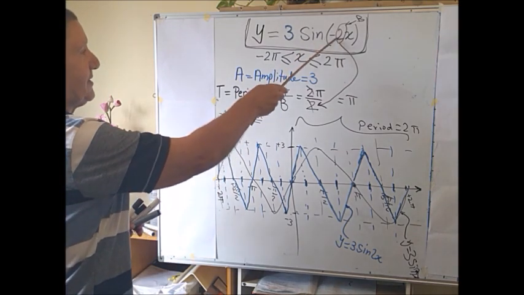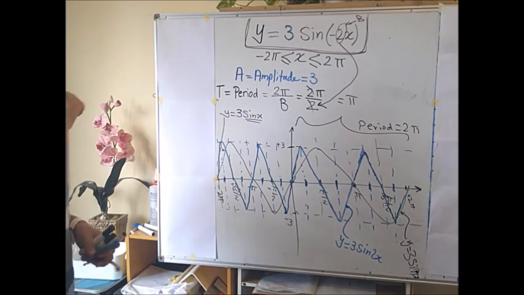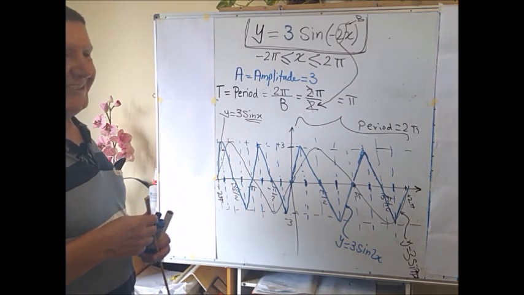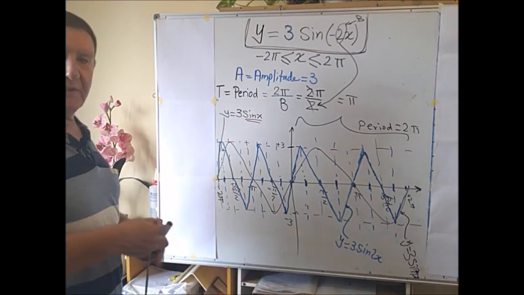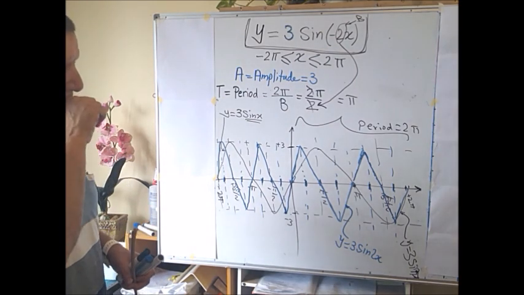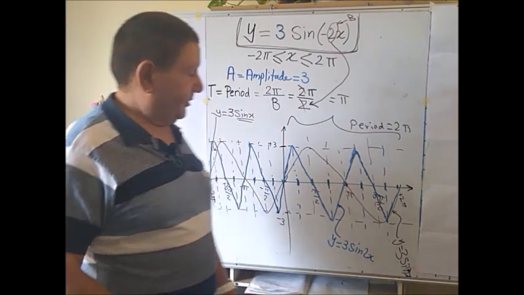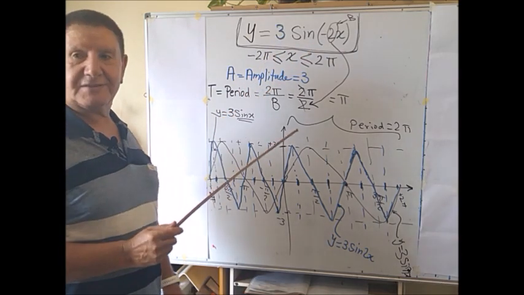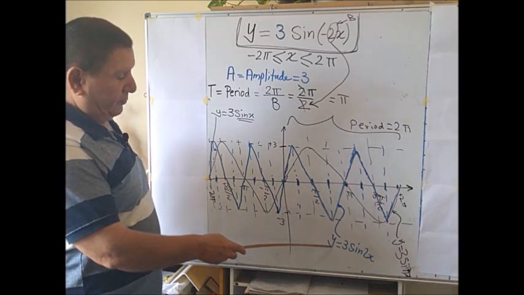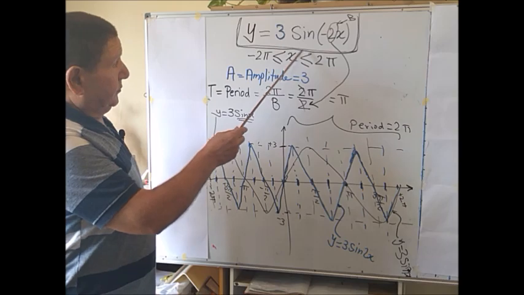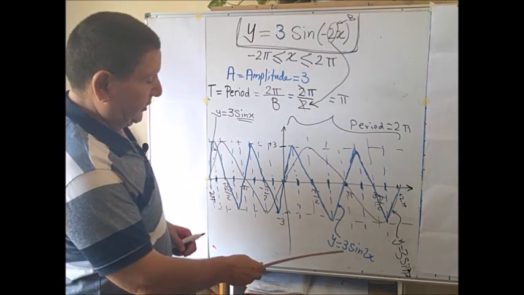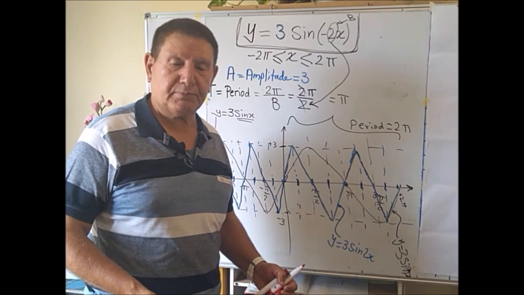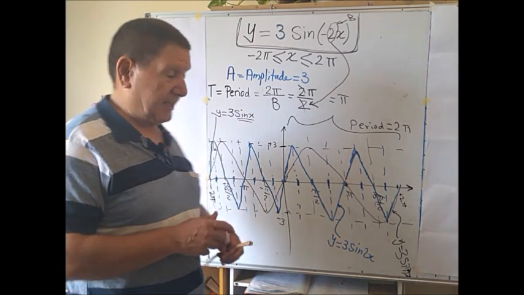We have sine minus 2x. So what do we have? Minus means reflection about the x-axis. Now the final plot is for 3 sine minus 2x. We have done y equals 3 sine 2x. The minus means the graph of y equals 3 sine 2x is flipped or reflected about the x-axis. So it has the same shape, but it's exactly reflected about the x-axis.